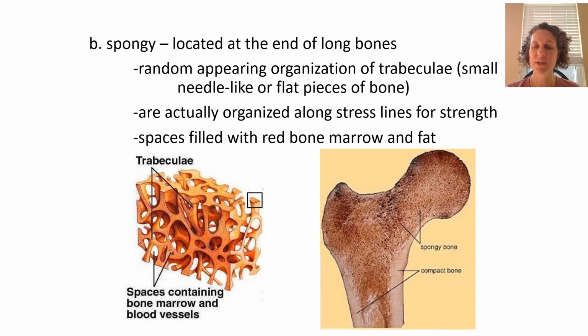Okay, so now the next type of bone tissue is spongy bone tissue, and this is located at the end of long bones. We'll get to what a long bone is in a minute, but the name kind of tells you where it will be. The spongy bone looks really random. It looks like just a bunch of needles or little flat pieces of bone, and these are called trabeculae. I'm sure there are different pronunciations for that, but that's how I say it. It looks random, but it's actually very organized, and you have stress lines and weight-bearing parts in there that give it a lot of strength.